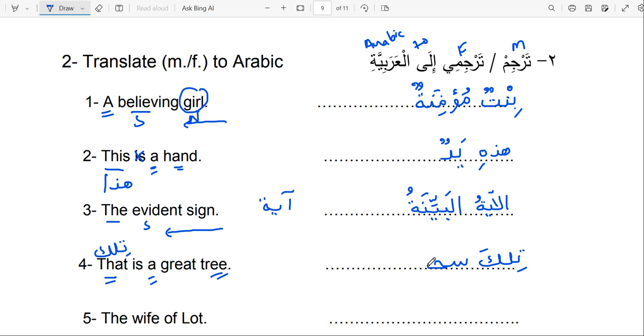I'm putting a dammatain. And what kind of tree it is? Great. So what is great in Arabic? Azimatun. عظيمة. So tilka shajaratun azimatun. The wife of Lut. Now why is it given the wife of Lut?